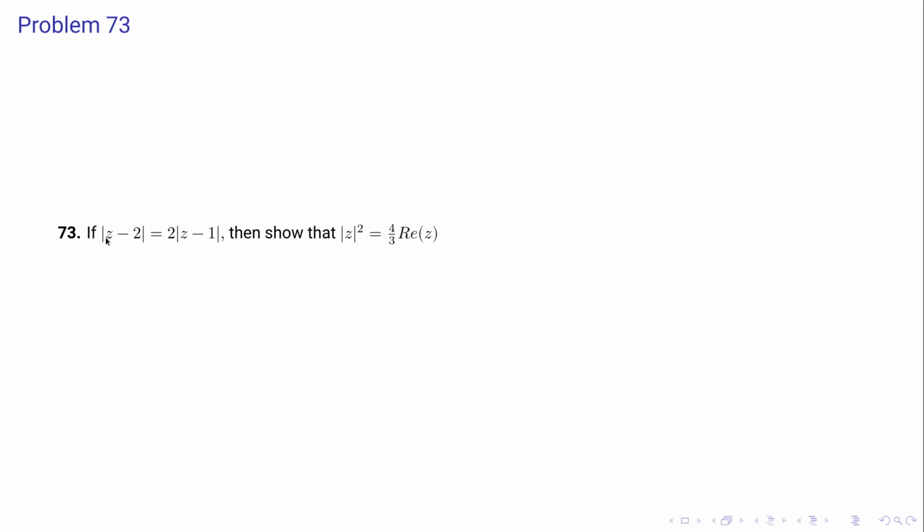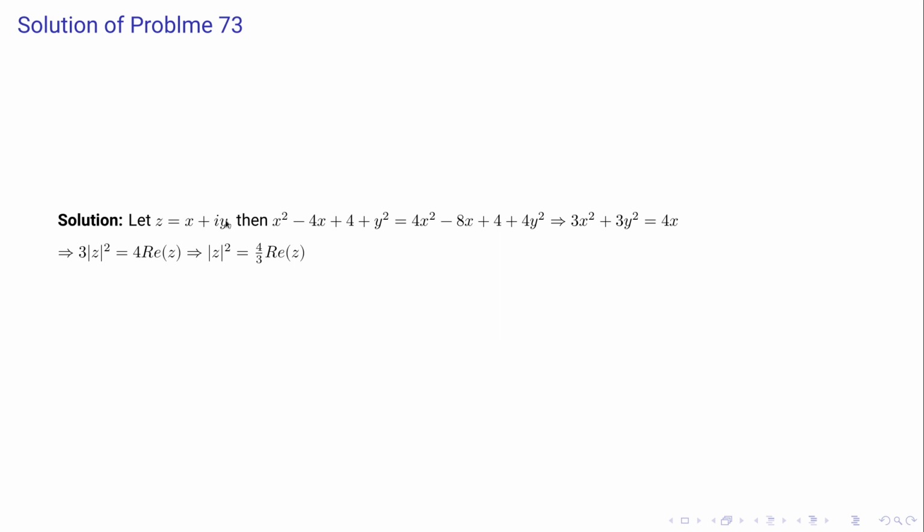Problem 73 says that if mod of Z minus 2 is equal to 2 into mod of Z minus 1, then show that mod of Z square is equal to 4 by 3 real of Z. So we let Z is equal to x plus iy, then mod of Z minus 2 when squared will become x square minus 4x plus 4 plus y square, and twice of mod of Z minus 1 when squared will become 4x square minus 8x plus 4 plus 4y square.